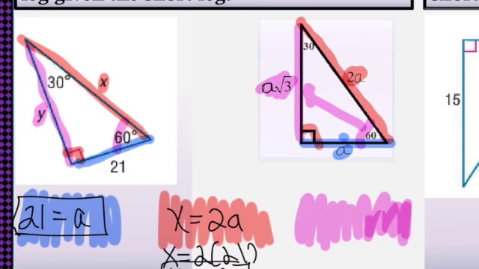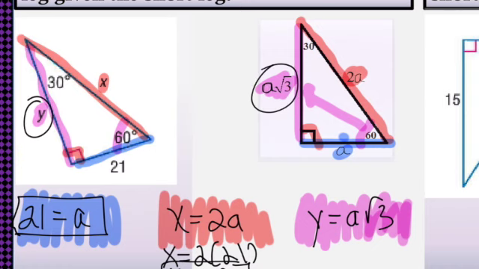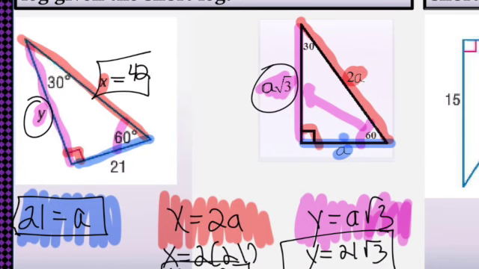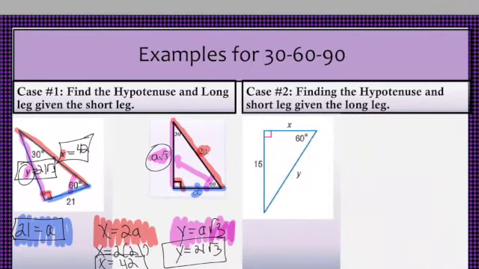Now let's look at, in the pink, I've got y is equal to a radical 3, right? I'm just matching up the sides, y and a radical 3. And then I'm going to go ahead and just plug a in. So y equals 21 radical 3. And now I'm all done. I can go ahead and write my answers in. So x is equal to 42. That's one answer. And then y is going to be equal to 21 radical 3. And I'm all done.